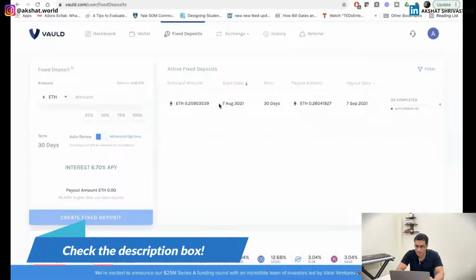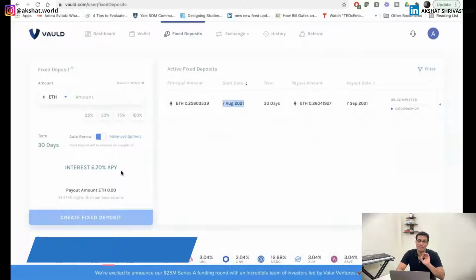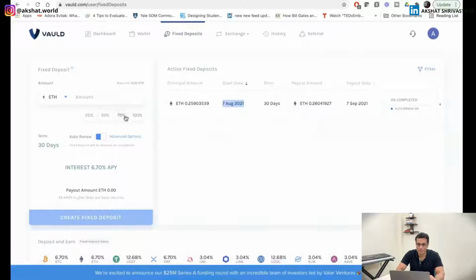And I can easily track it, right? That, hey, 7th August, and I'm going to get how much? I'm going to make 6.7% guaranteed, right? So this is what I'm making, and I will do the same on my Bitcoin, right?